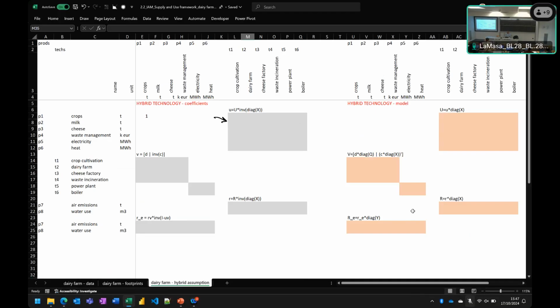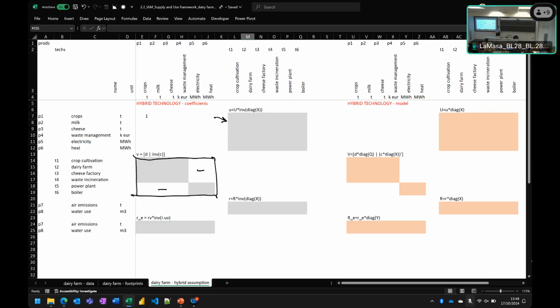Coefficients are not changing. They are a function of the technology activity. So they can be considered as fixed and equal to the previous case. We already calculated this. What is changing here is the make matrix, because we have the make matrix here that has two empty blocks. So we don't have any waste, electricity and heat produced by the first technologies, and the other way around. We don't have crop, milk, cheese, and waste management produced by power plant and boiler. So we have two empty blocks.